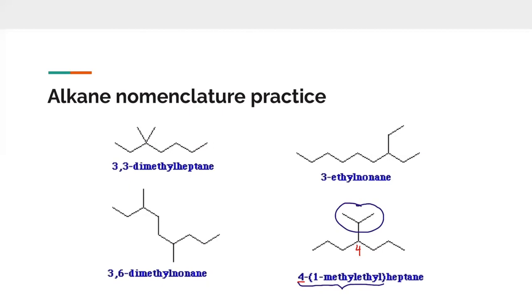And then this 1 corresponds to the fact that this group is connected to the 1st carbon going off from the parent chain. So this would be a way of naming this molecule if you didn't know that this side chain was called isopropyl. But in practice, isopropyl is a more appropriate name to give here. So you could instead here have written isopropyl.